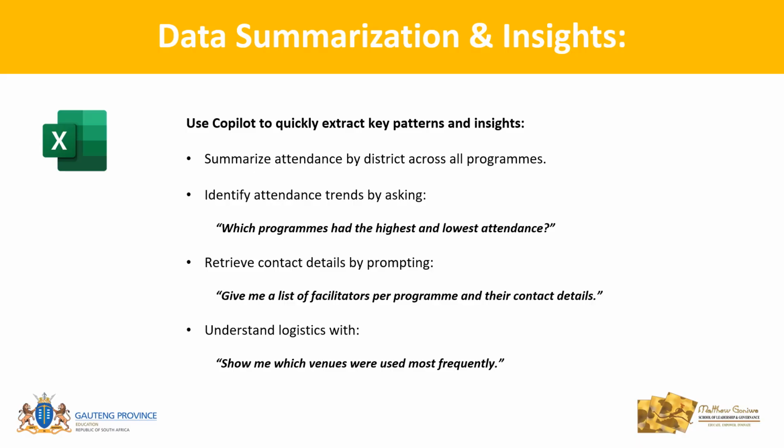Let's say I want to understand attendance patterns. In the Copilot sidebar, I'll type, "Summarize attendance by district across all programs." Then I'll ask, which programs had the highest and lowest attendance? If I need contact details, I'll type, "Give me a list of facilitators per program and their contact details." And to understand logistics, show me which venues were used most frequently.